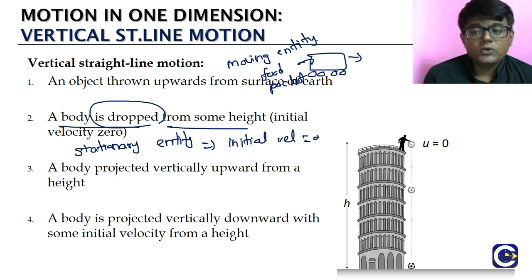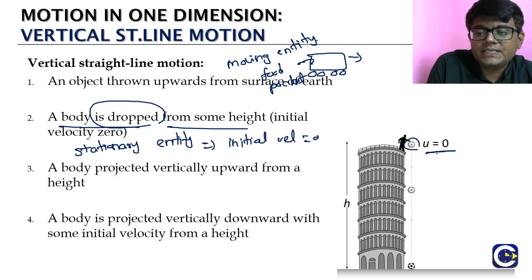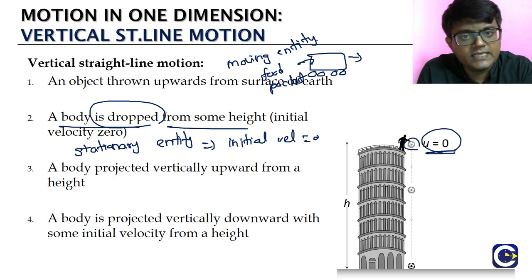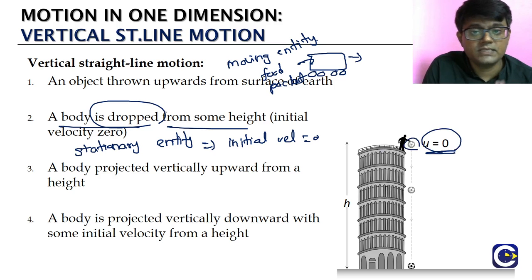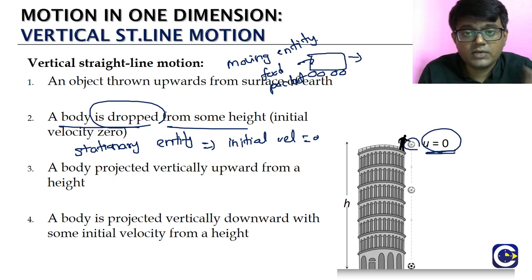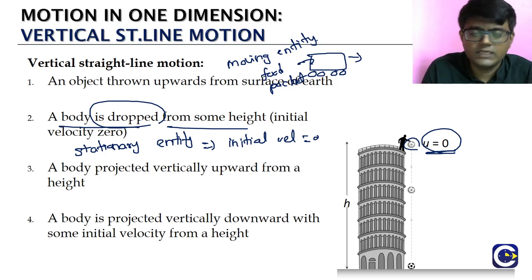Okay, so if you look at it, right, you are simply dropping. So what do you observe? The initial velocity, generally we will take it as u, right? Same, the notations whatever we use in the horizontal straight line motion, same notations we are going to follow here also. That is not going to change.